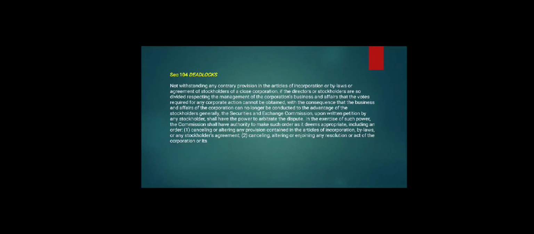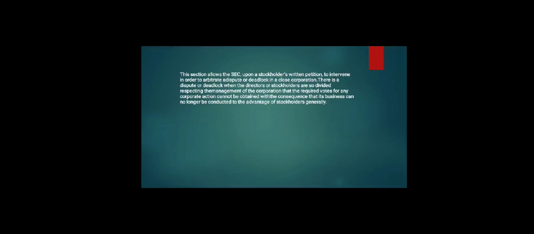the Commission shall have authority to make such order as it deems appropriate, including an order: number 1, cancelling or altering any provision contained in the Articles of Incorporation, bylaws, or any stockholders' agreement. Number 2, cancelling, altering, or enjoining any resolution or act of the corporation or its board of directors, stockholders, or officers. 3, directing or prohibiting any act of the corporation or its board of directors, stockholders, officers, or other persons party to the action. 4, requiring the purchase at their fair value of shares of any stockholder, either by the corporation, regardless of the availability of unrestricted retained earnings in its books, or by the other stockholders. 5, appointing a provisional director. 6, dissolving the corporation. Or 7, granting such other relief as the circumstances may warrant.